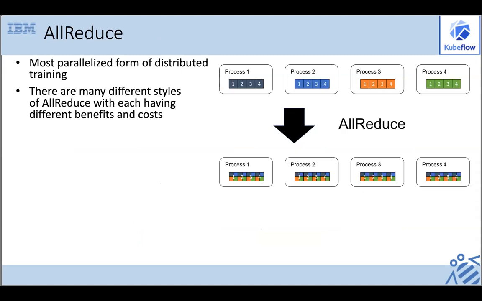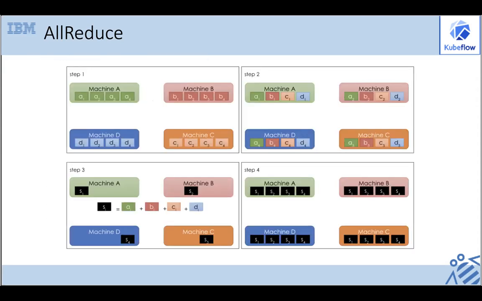AllReduce is a more parallelized form of distributed training. There's a bunch of different types and styles of AllReduce, and each of them has different benefits and costs. We're just going to talk about the more basic one, but there's also tree AllReduce and ring AllReduce and a few others if you're interested in looking that up. What this looks like is the same thing in step one: all the gradients are computed for each individual machine.